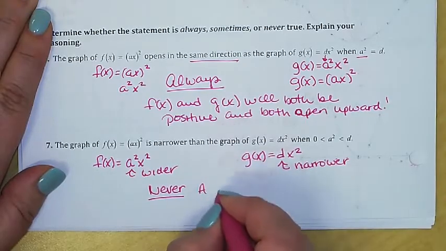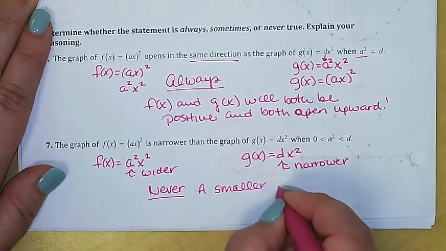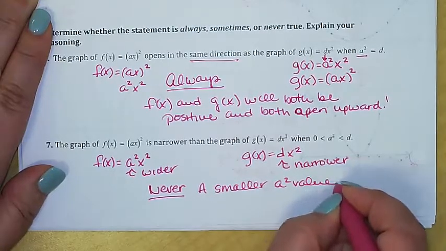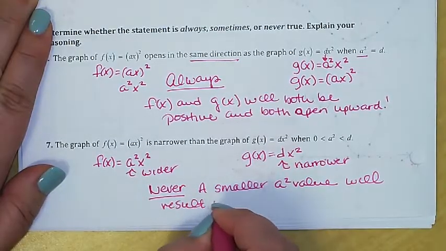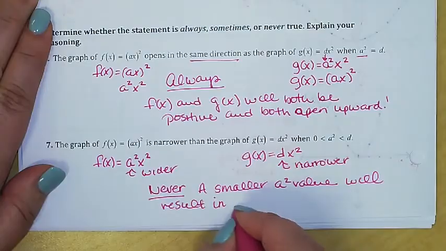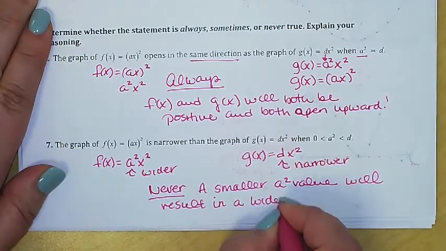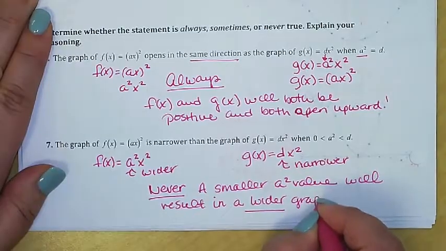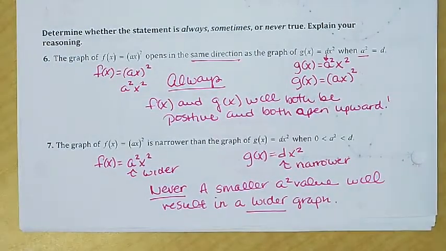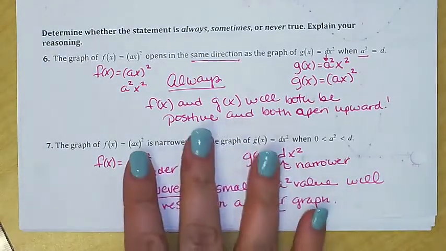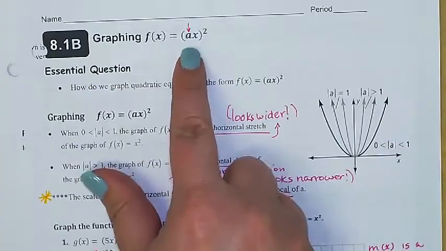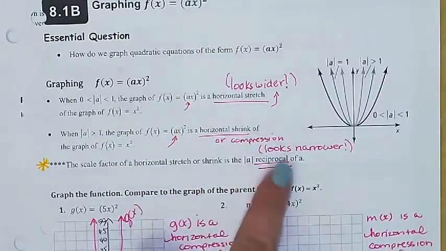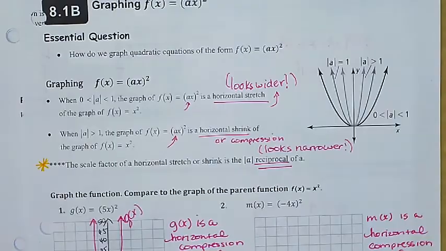Okay, a smaller a squared value will result in a wider graph. Okay, so it's understanding those relationships between the larger the number, the narrower the graph, but also being able to interpret it from a horizontal perspective. So whenever you see those parentheses, that means you're going to have your horizontal goggles and you're going to describe the same things we saw last time, but from a horizontal point of view.